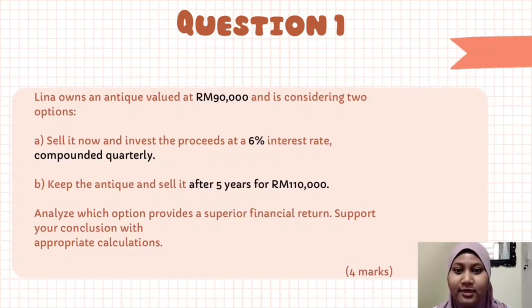Question 1. Lina owns an antique valued at 19,000 ringgit and is considering two options. Option A: sell it now and invest the proceeds at a 6% interest rate compounded quarterly. Option B: keep the antique and sell it after 5 years for 110,000 ringgit. Analyze which option provides a superior financial return, with appropriate calculation.